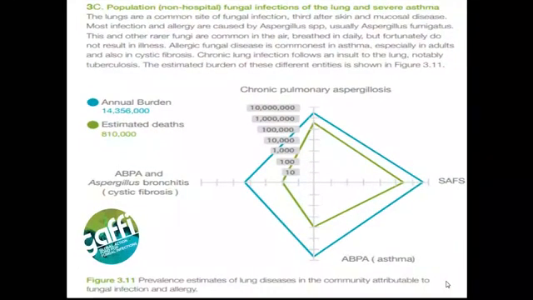So another data from Gaffey shows the population burden of non-hospital fungal infection of the lung and severe asthma. Oh my God. So we are talking about a 15 million annual burden, and the estimated death is about 810,000 people per year. The majority is concerning Aspergillus, especially Aspergillus fumigatus, which is an air fungus. So it causes a lot of very chronic lung infection and causes this.